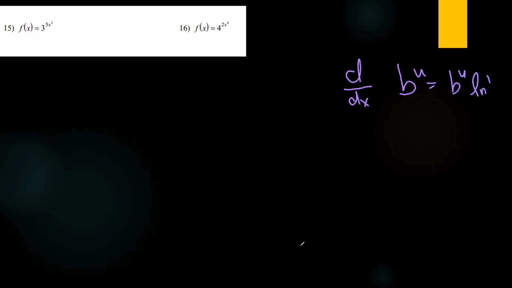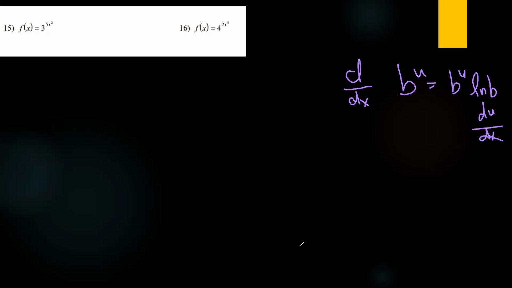In number 15 here, we have 3 raised to the power 5x squared. Here you need to find the derivative of 3 raised to the power 5x squared. Before that, let's remember that the derivative of b to the power u is b to the power u times ln b times du over dx.